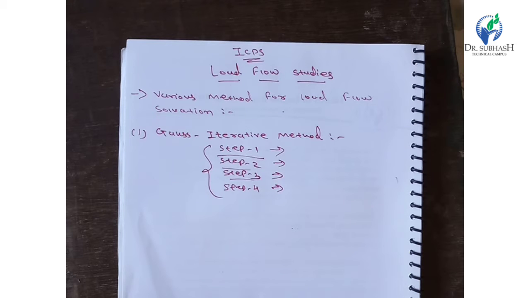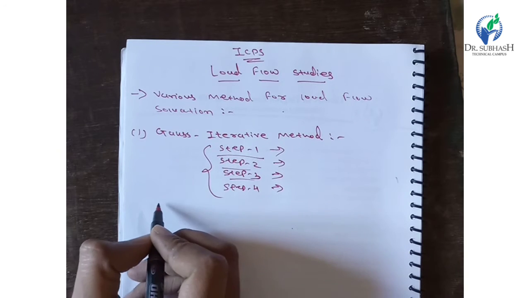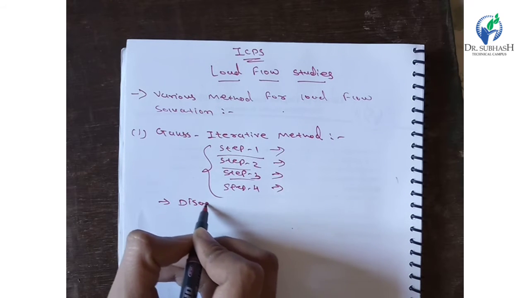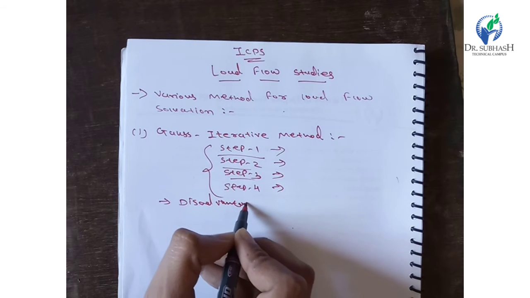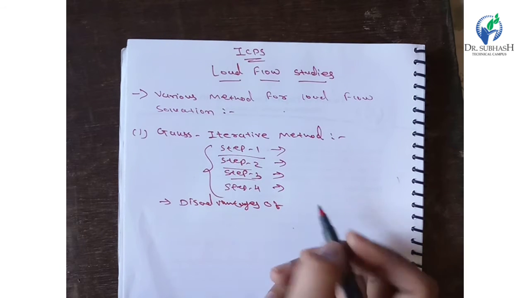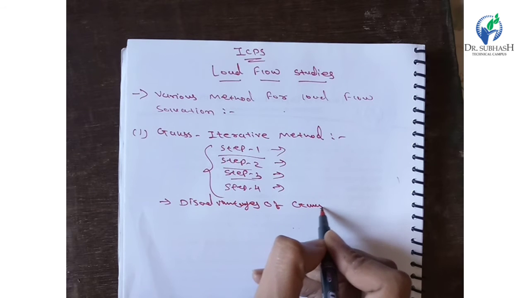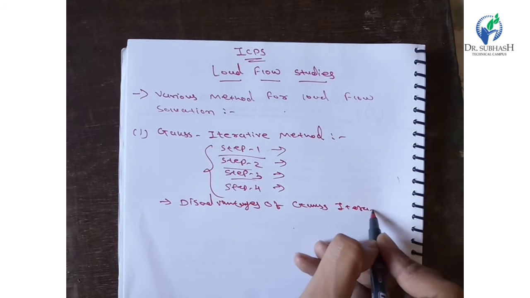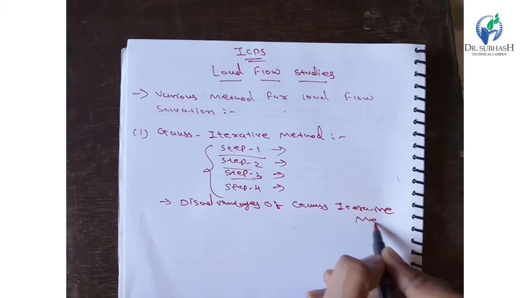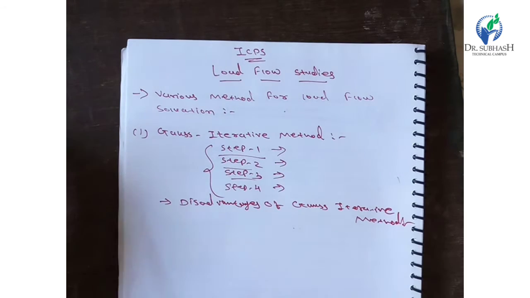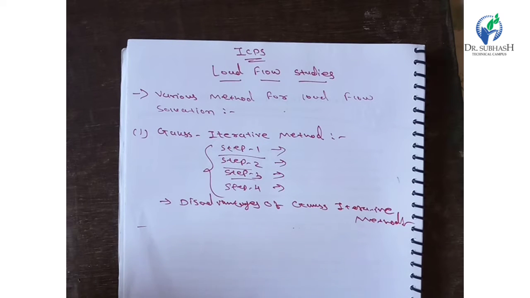Now we discuss some disadvantages of the Gauss iterative method. The first disadvantage is that this method requires an extremely large number of iterations to reach sufficiently close to the solution.